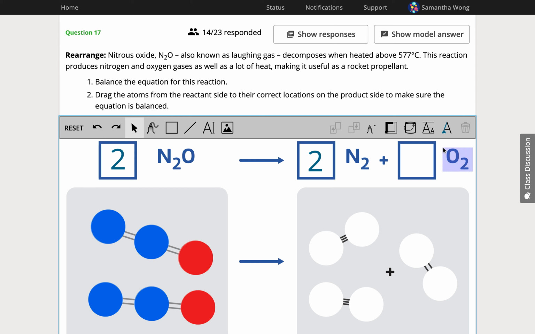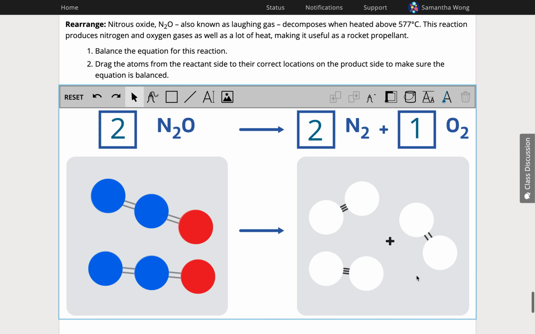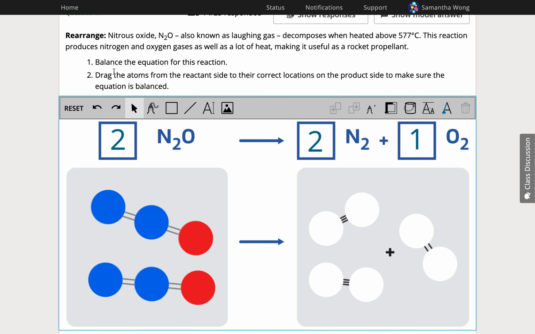two lots of oxygen on the right because we didn't put anything in here, which means you can either leave it blank, which just means it's 1, or if you just want to make it really clear, you can put a 1 in this space just to clear that up. So that's step 1 done. Now we've balanced that equation.